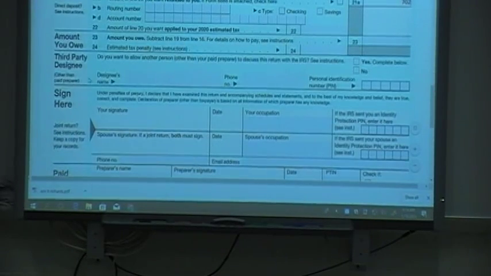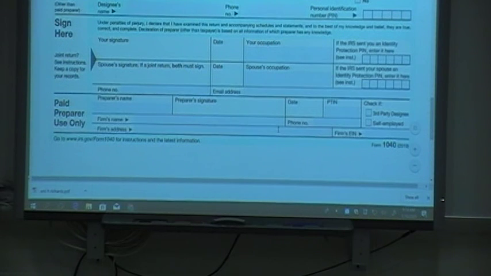Then you will scroll down, you will sign, date, and list your occupation as a florist. And Lisa is on her way to a $702 refund. And you survived doing your first two 1040s, guys.